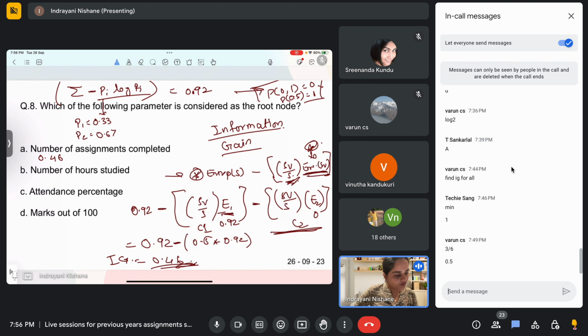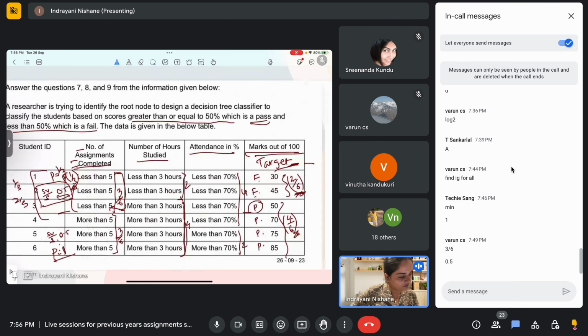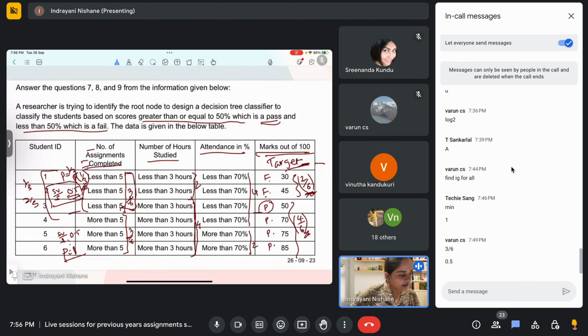Now number of hours studied, if we go on to number of hours studied. This is very very simple. We will do this orally. So this is 2 and this is 4. So what is SV by S? 2 by 6 for C1 and C2, this is 6, okay? And for C2, what will SV by S be?